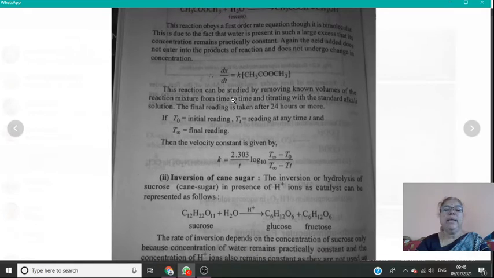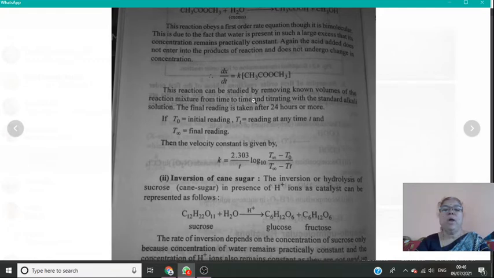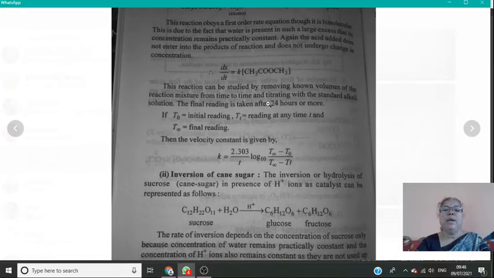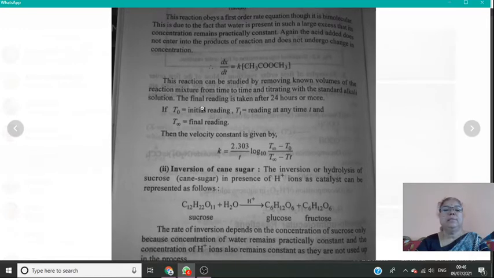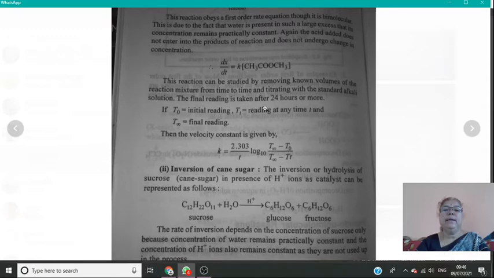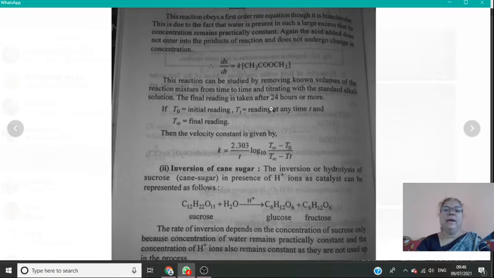This reaction can be studied by removing known volumes of the reaction mixture from time to time and titrating with the standard alkali solution, and the final reading is taken after 24 hours or more. I mean you have completed this practical, still I will repeat how the progress of this reaction is studied.